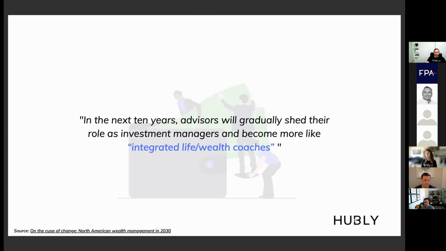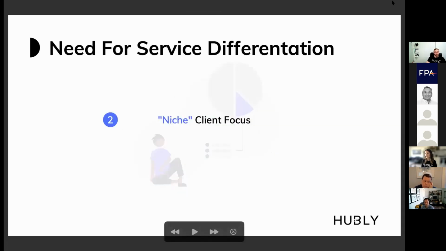The second need for service differentiation is focusing on a client niche. And I'm sure this is nothing new to any of you, but by being able to focus on a client niche, it's going to help you further differentiate your services. And we've seen some really unique niches in our community of advisors. One of our advisors actually only services online gamers and YouTube streamers.